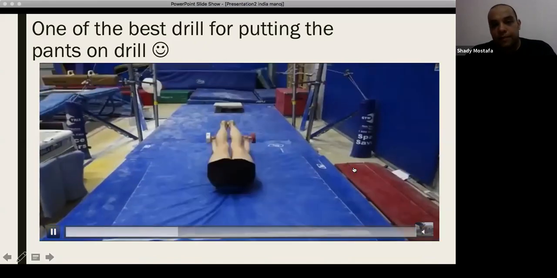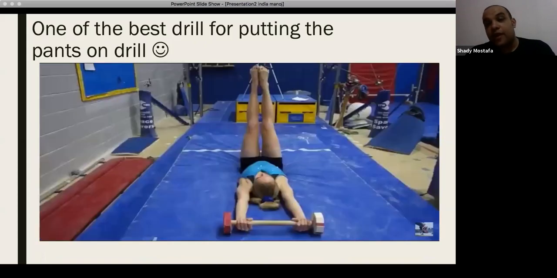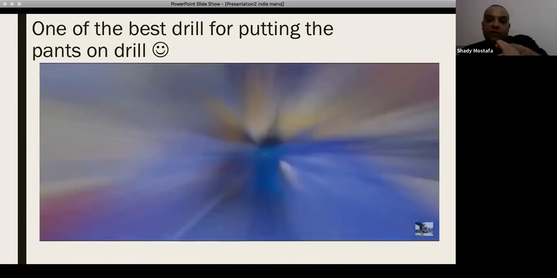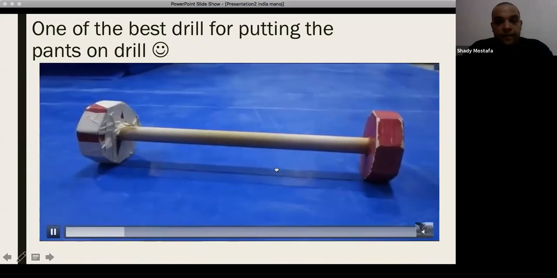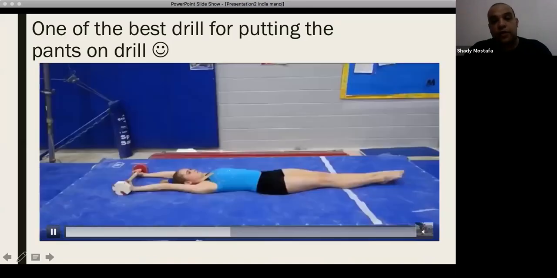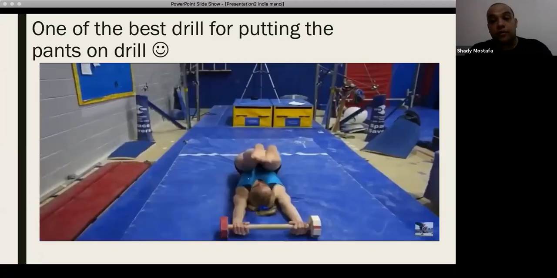Why? Go up to front support. Look, go up to front support. This is really useful to give the girls the idea of getting your feet back to the bar, getting ready to go up. Please watch this one more time. This is a really good drill, an imitation of what you are doing in the kip. All the way up. Really good.